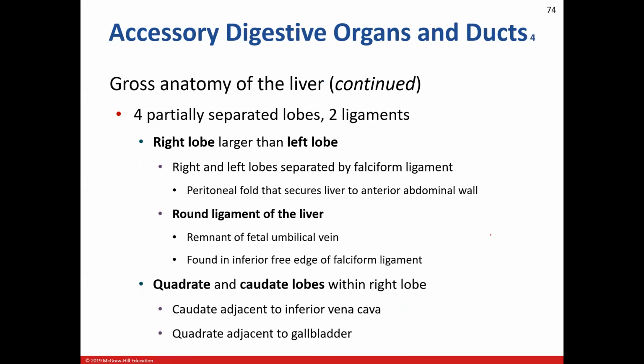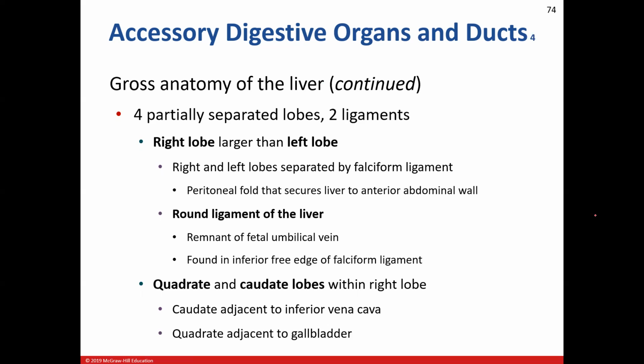So our liver is made up of primarily two lobes, and then one of those lobes has two smaller lobes as part of it. So essentially there's four lobes to the liver. We have a right and a left lobe. The right lobe is going to be larger than the left. And so we further subdivide the right lobe into the quadrate lobe, with the Q, and the caudate lobe.